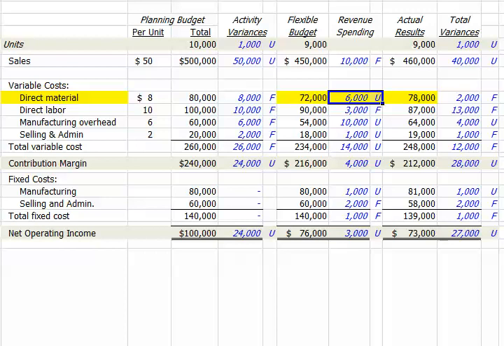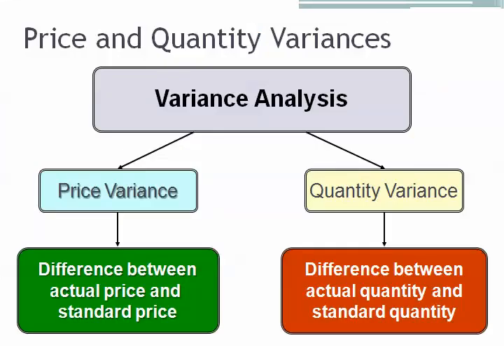In this learning objective, we're going to try to break down that $6,000 unfavorable spending variance into two components. We're going to break it down into a price variance and a quantity variance. The price variance is the difference between the actual price we paid for our direct materials and the standard price we should have paid, while the quantity variance is the difference between the actual quantity of direct materials we used versus the standard quantity.